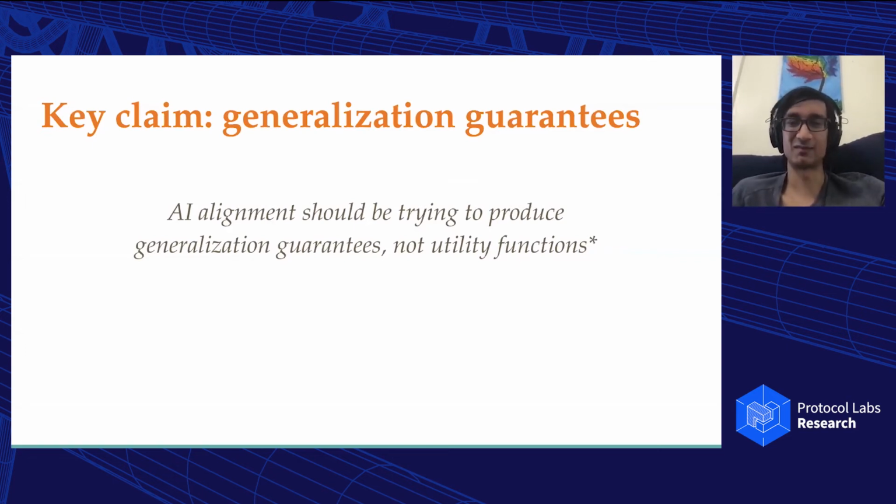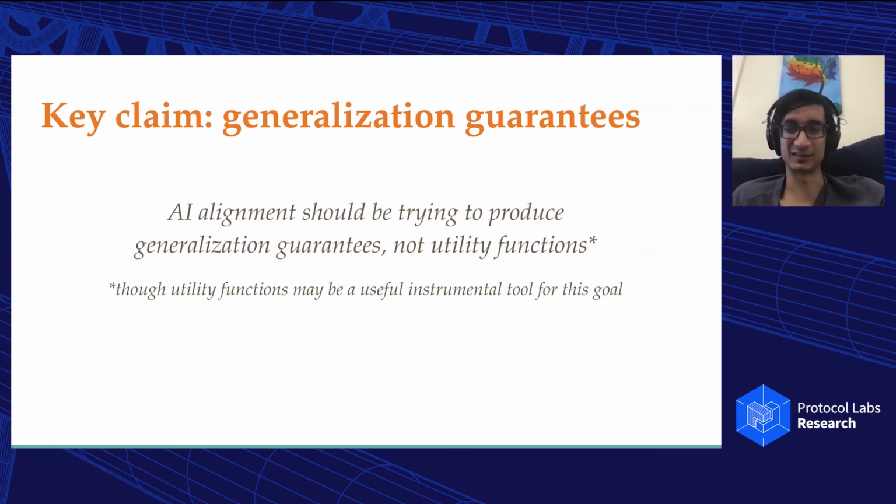I should note, I'm not claiming that utility functions are useless. It's still important for this goal to train your AI system on the right thing, so it's still instrumentally useful to work with utility functions. I'm trying to say that in this risk model, when you're thinking about how your solution is helpful, you should be thinking about how it helps us get closer towards a generalization guarantee, rather than how it ensures that we have the right utility function to plug into our AI system.